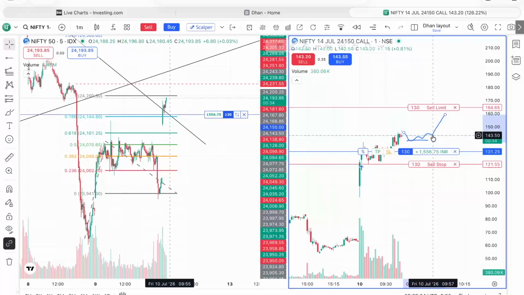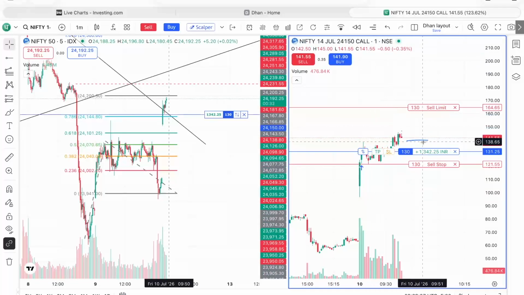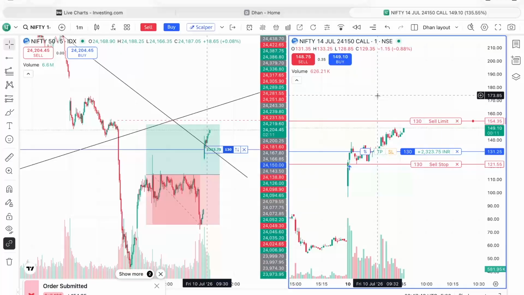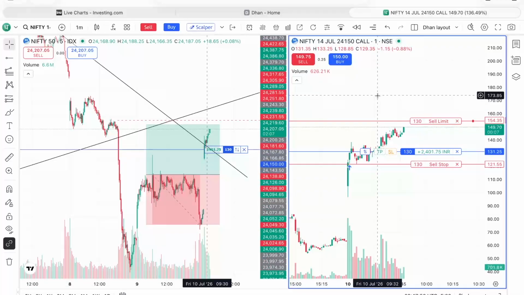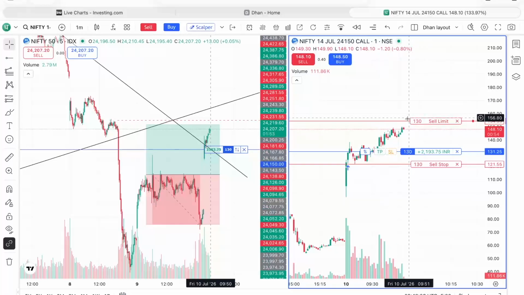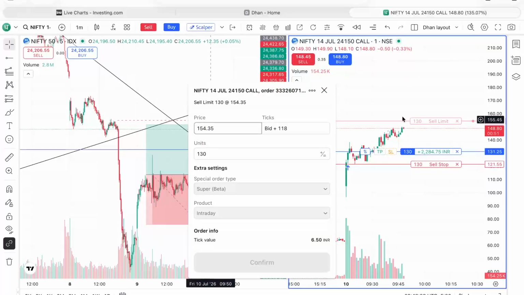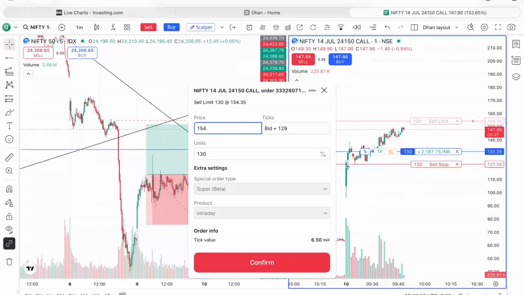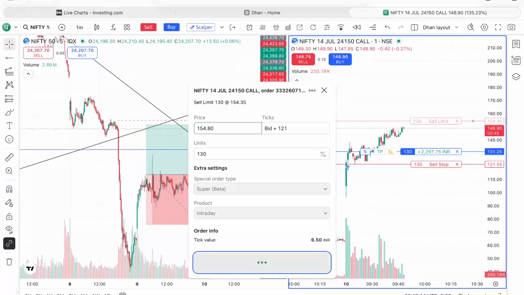Yeah, so keep watching, I will update you. Okay, so I just modified my target. I miscalculated it. So 1 is to 1 will come around 24,220. If it takes 0.5 delta, it will come around 157. So the nearest round figure is 155. So I am just taking it around 154.8.